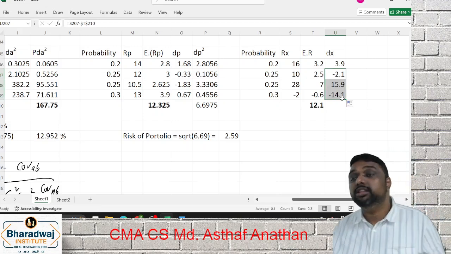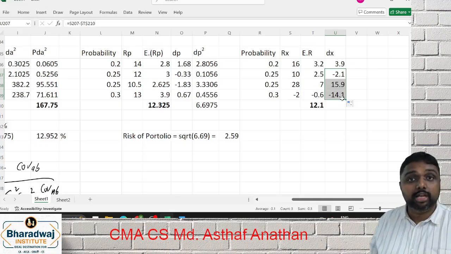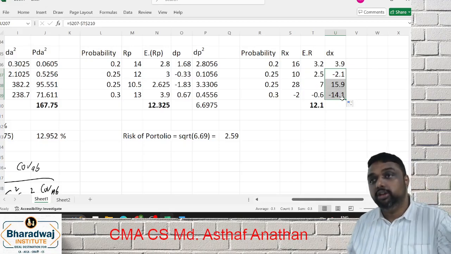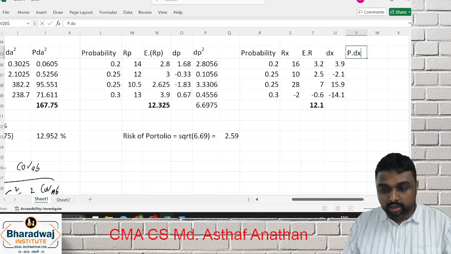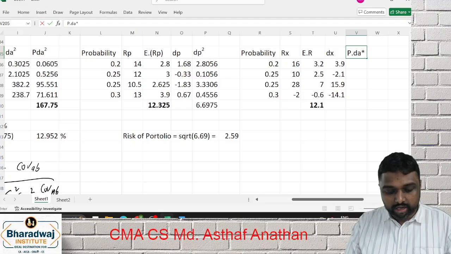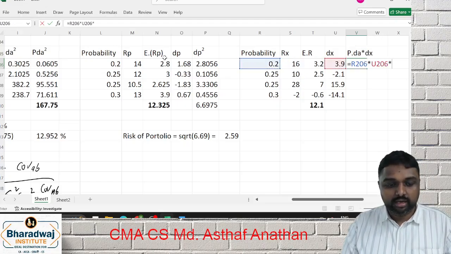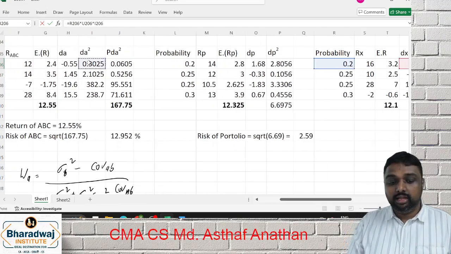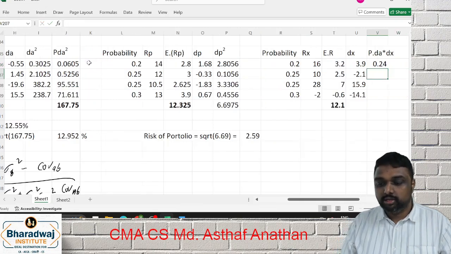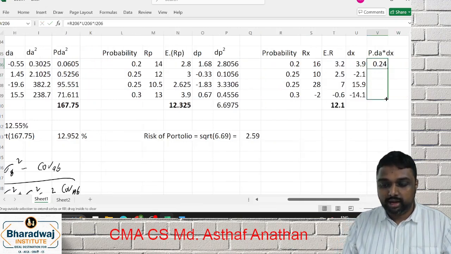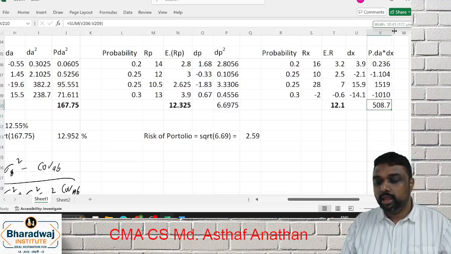Can you recall the covariance formula? I will recall it for you. Summation of probability into deviation of x into deviation of y. So here I am doing everything in one line: probability into deviation of a into deviation of x. Probability is the same, deviation of x is this, deviation of a we have here already. Since I am using Excel, I can take it directly. Are you able to recall this? Yes. So if I go through this, I am getting the data properly here, which is 509. This is my covariance.